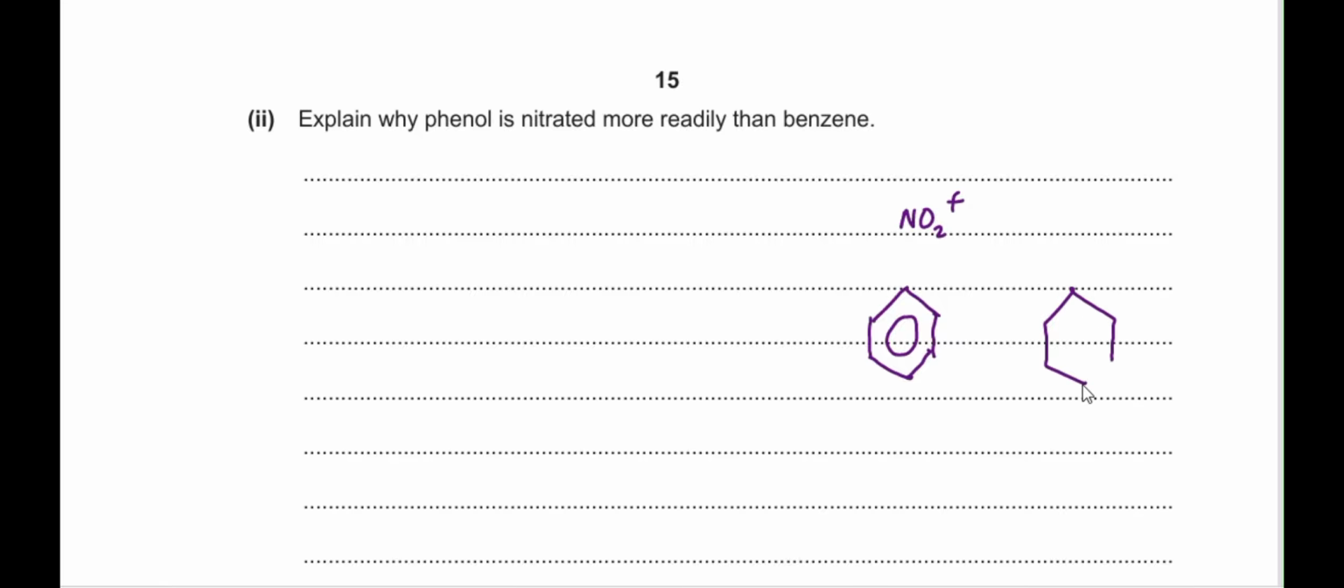In phenol, the OH group here has got the oxygen atom which has got a pair of lone electrons, and this partially delocalizes into the benzene ring, making it more electron dense, and hence it becomes more attractive for the nitronium ion to attack the benzene ring. That's the reason why phenol is nitrated more readily than benzene. So let's document the answer here.